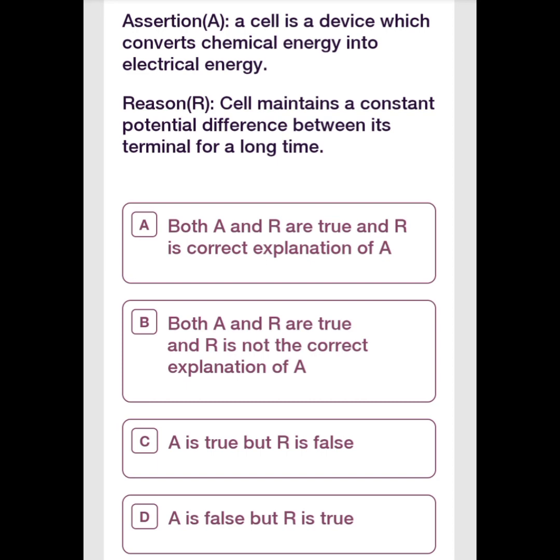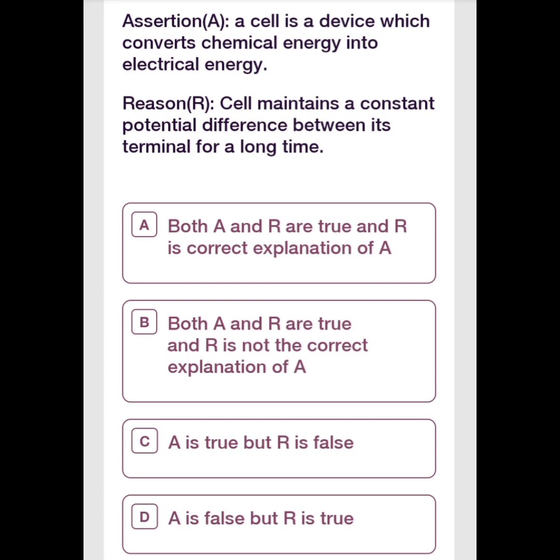Yes, of course it will maintain the voltage. Maybe if it is having 9 volt, it will maintain for some time. But how is it converting chemical to electrical? What is the reason? Why is it converting chemical to electrical?